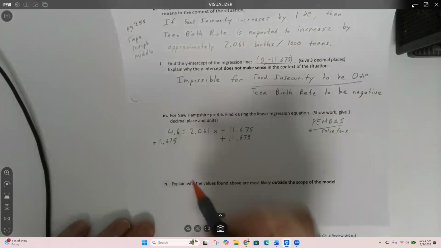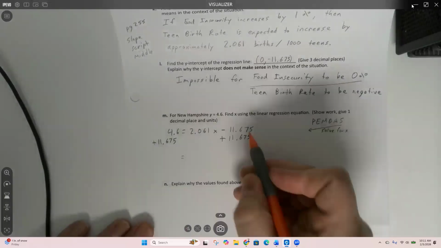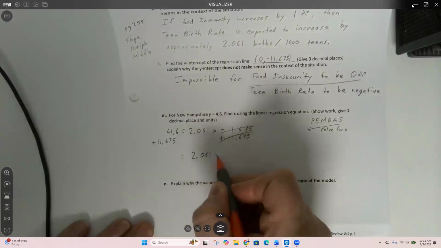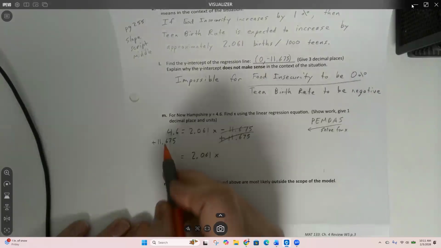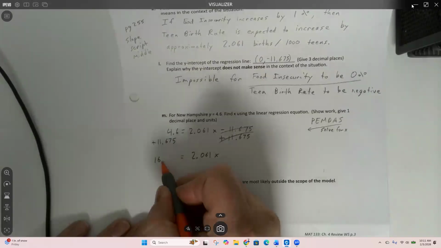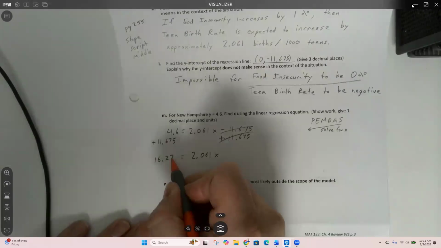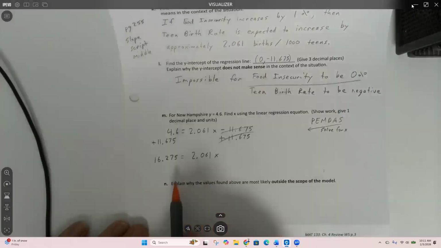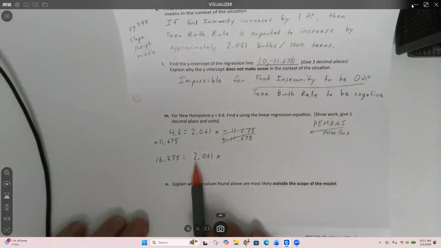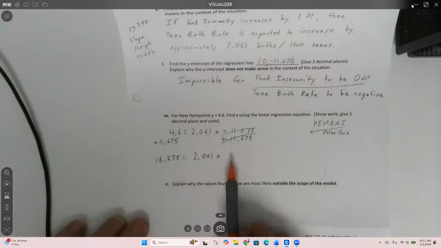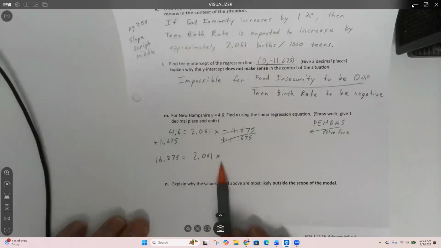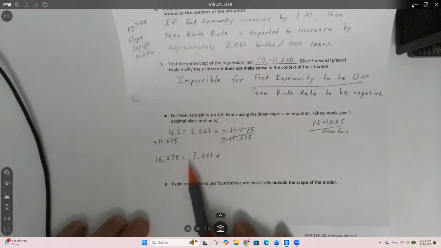All right, so these will cancel out and you get 2.061x. And then over here in your calculator, 4.6 plus 11.65, that's going to give you 16.275. Okay. All right. Now I've gotten rid of one of the numbers. Now I need to get rid of this 2.061. What do I need to do to move it to the other side?